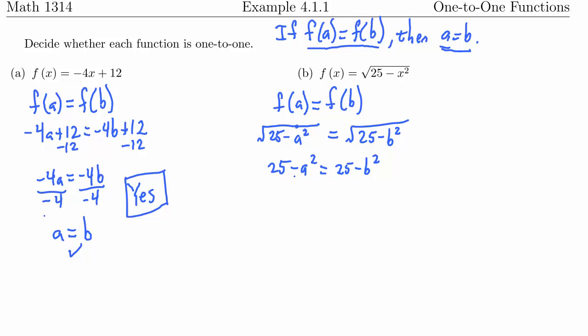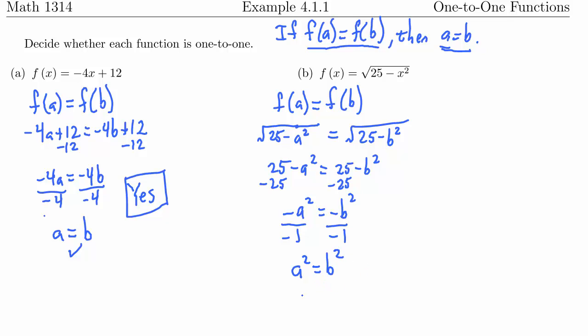Again, I want to solve for a. This means I need to subtract 25 from both sides. That leaves me with negative a squared equals negative b squared. You may be tempted to do the square root property now, but do not do so. You can only take the square root when the left-hand side has only a squared here. This negative prevents you from doing so. So divide both sides by negative 1, and you're left with a squared equals b squared.